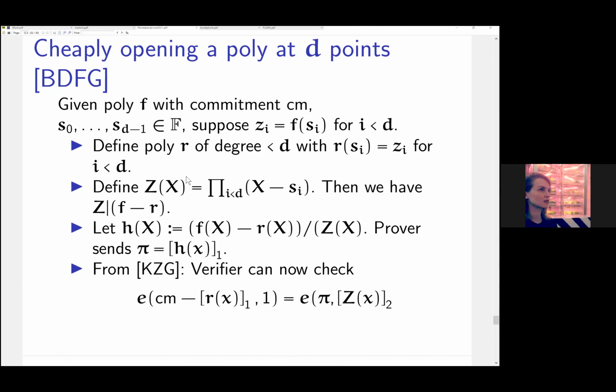There we go. Right. So the prover sends the encoding of H, and now the verifier can check that Z times H is really F minus R, which in the pairing corresponds to the original commitment to F minus the commitment to R. The pairing of that with 1 is going to be the same as the pairing of pi with the encoding in the second group of Z.